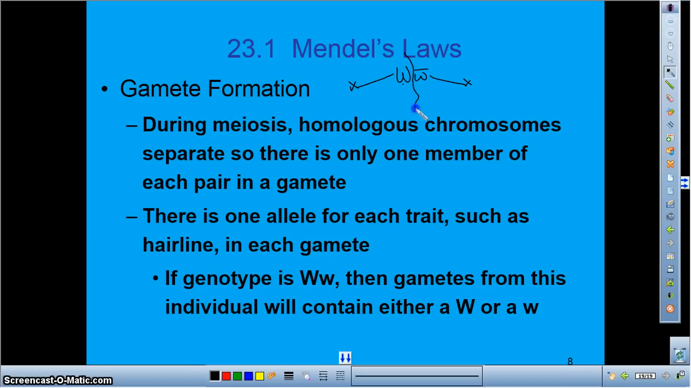So we end up with two cells, two possible sperm cells, one having a big W, one having a little w in it. So there's one allele for each trait, such as hairline, in gametes. So if the genotype is big W, little w, that means that one came from mom, one came from dad, and if this individual goes through meiosis and makes a gamete, they are either going to give this big W to their offspring in the sperm cell or the egg cell it's producing, or the little w. So it can pass on either one of those in the process of fertilization.